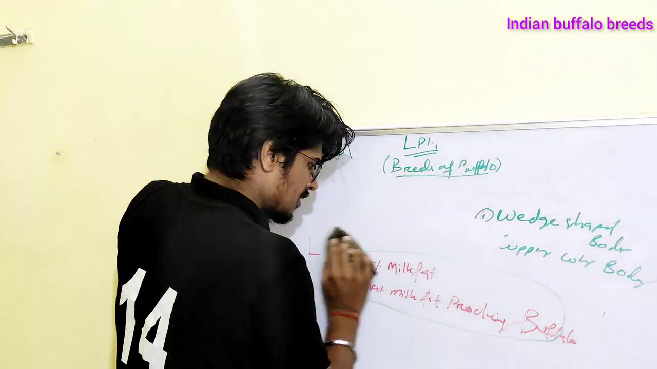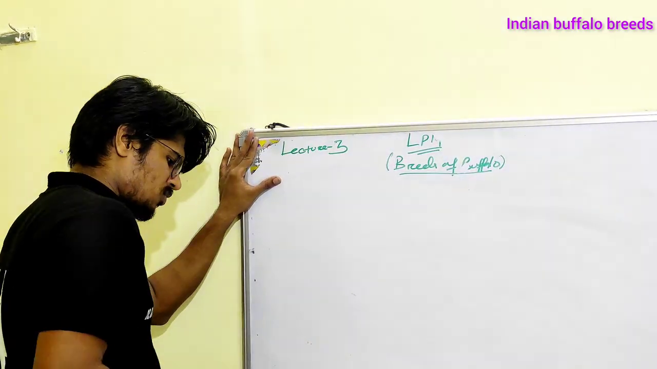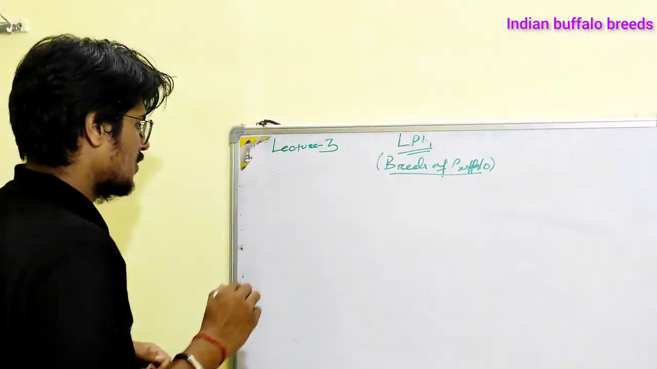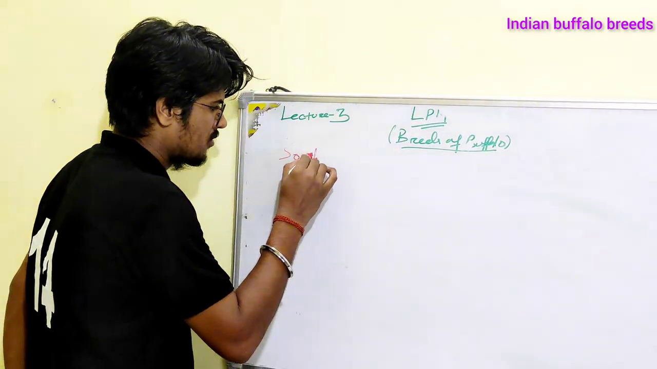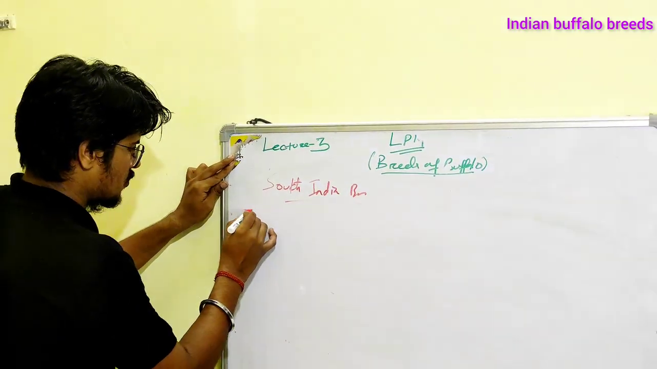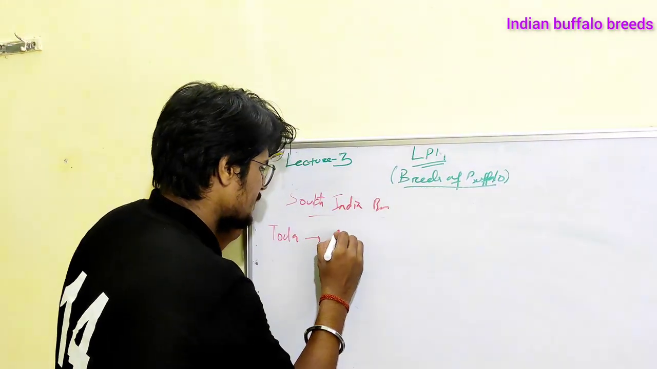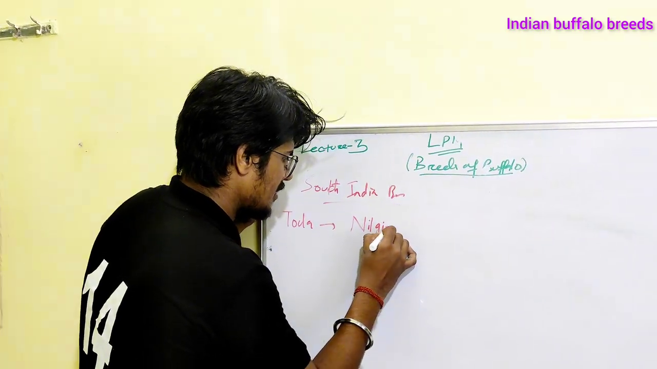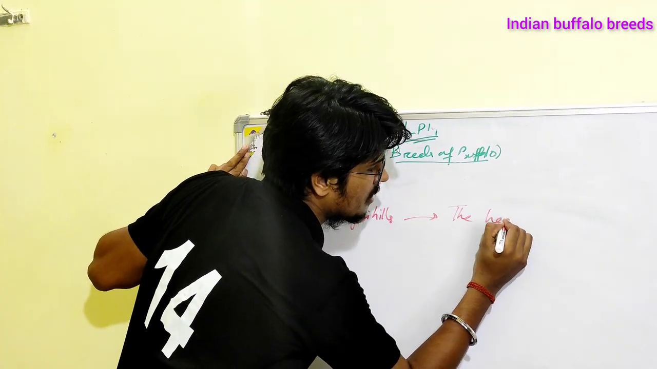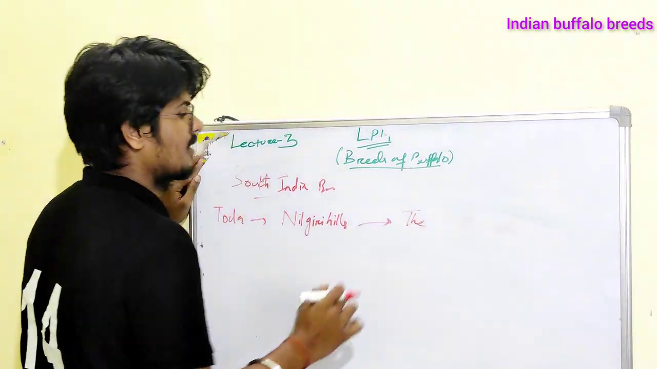The next is South India group of buffalo, where there are two buffalo breeds. One is South Kanara and the Toda. The important is Toda. Okay, South India breed. Toda from Nilgiri Hills.